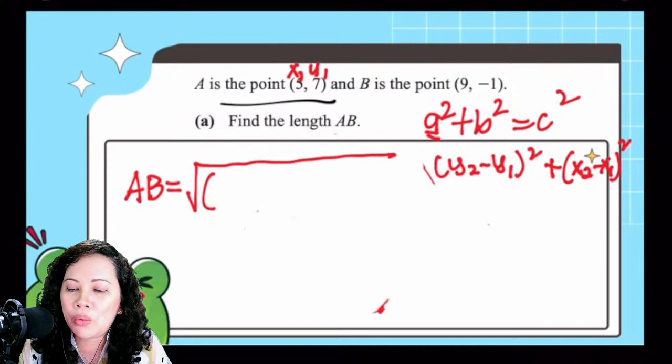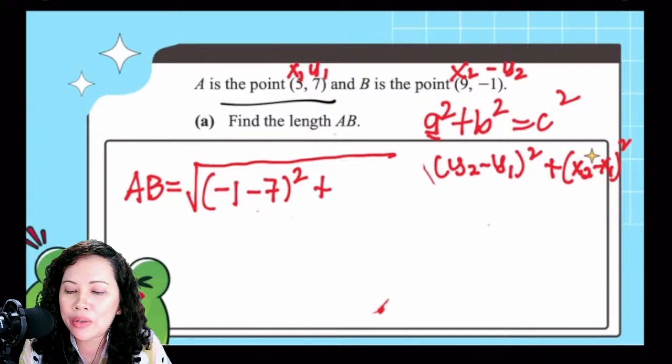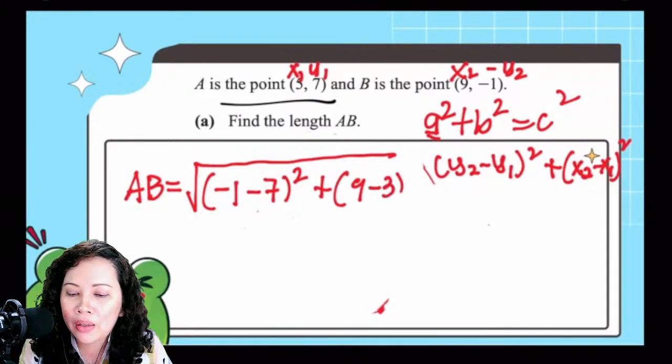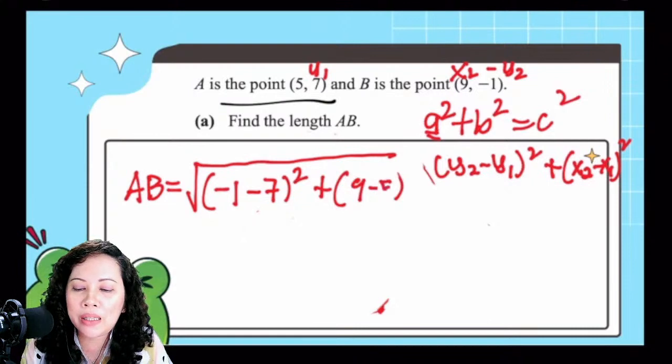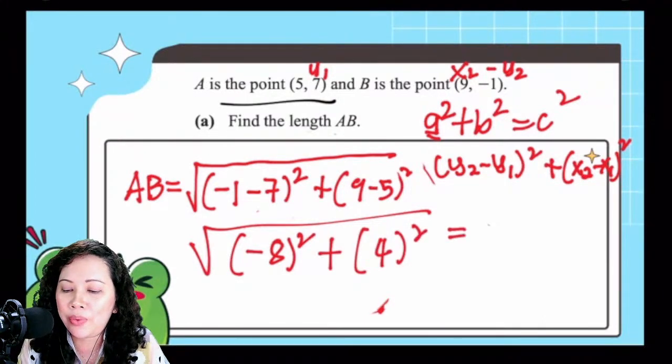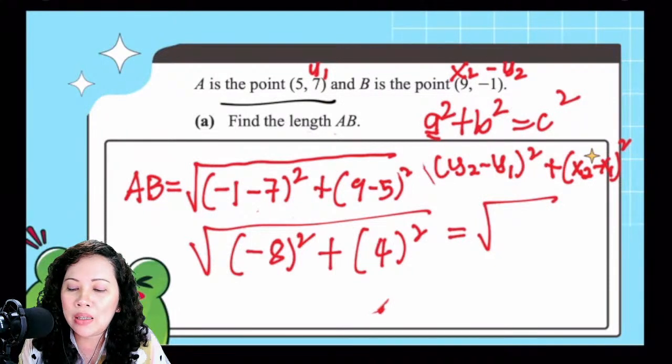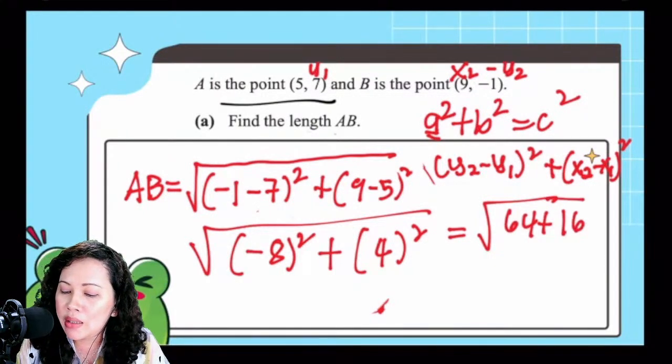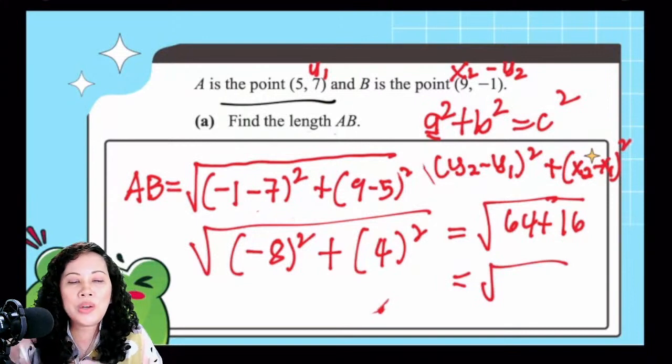This is x2, y2. Okay, so y2 is negative 1 minus 7 squared plus x2 is 9 minus, sorry, that's not 3, 5, minus 5 squared. So this will be negative 8 squared plus 4 squared. So the square root of negative 8 squared is 64, 4 squared is 16. Then this will be the square root of 80.